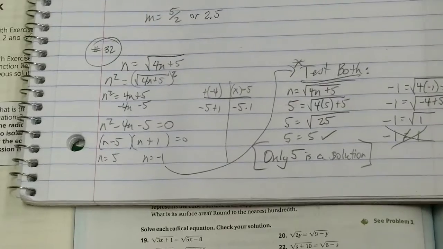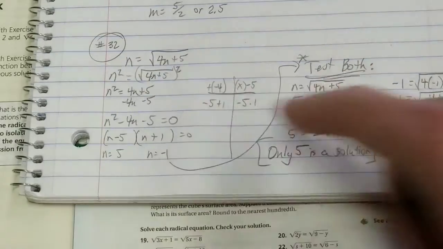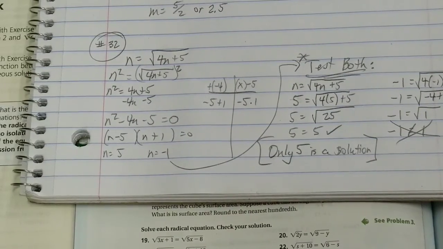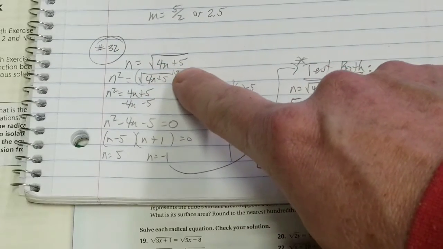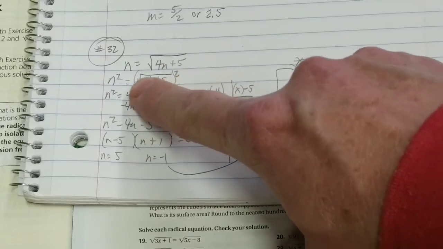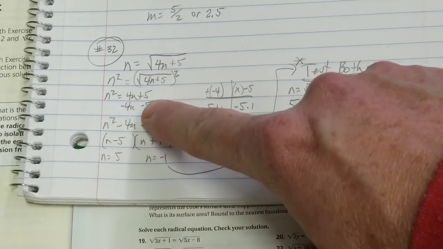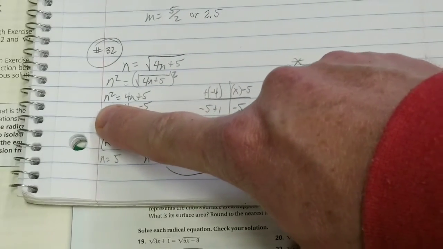This is probably the most complicated of the three, or of all of them, and it's just one with an extraneous solution, which you're going to be able to do. Okay? So I took number 32, which you'll see, it's on page 637, here's the original. n equals the square root of 4n plus 5. Again, to get rid of this radical, you square both sides. So you do that, you're left with n squared equals 4n plus 5.